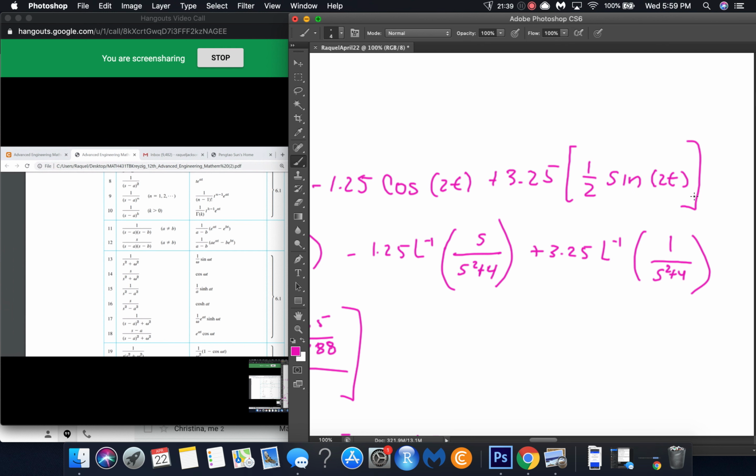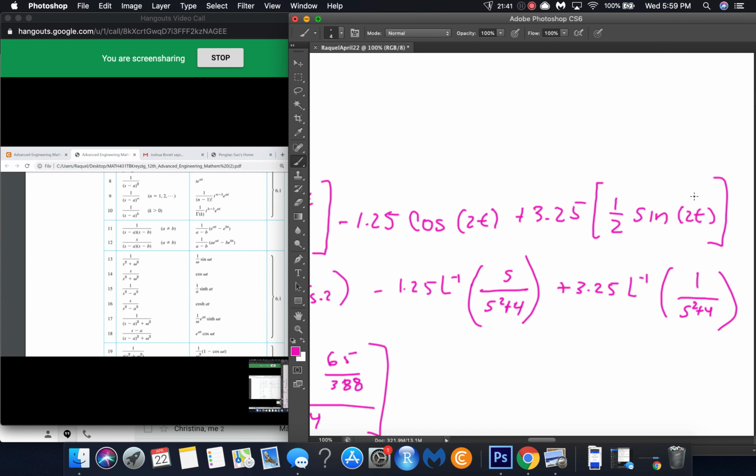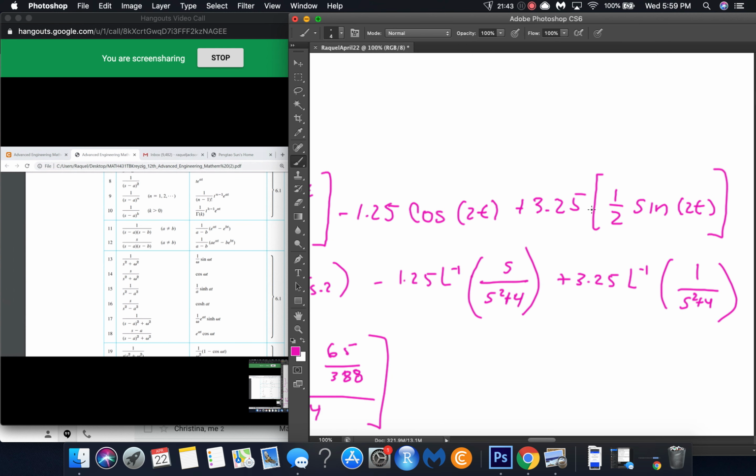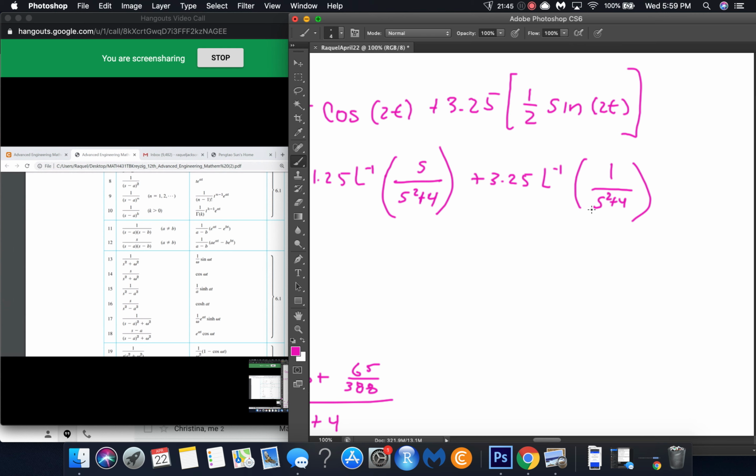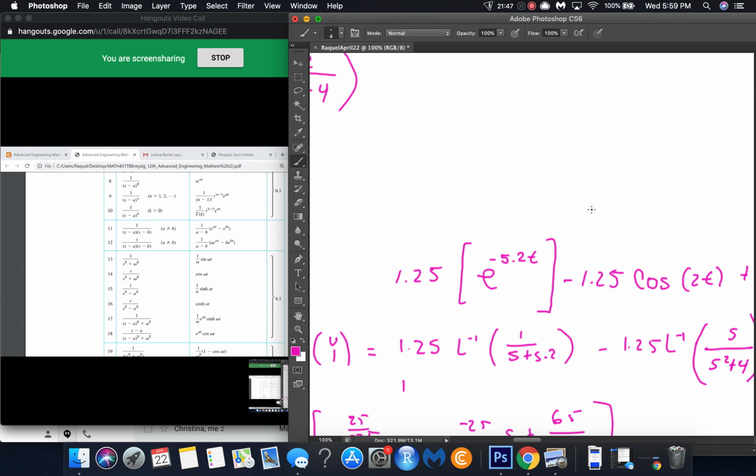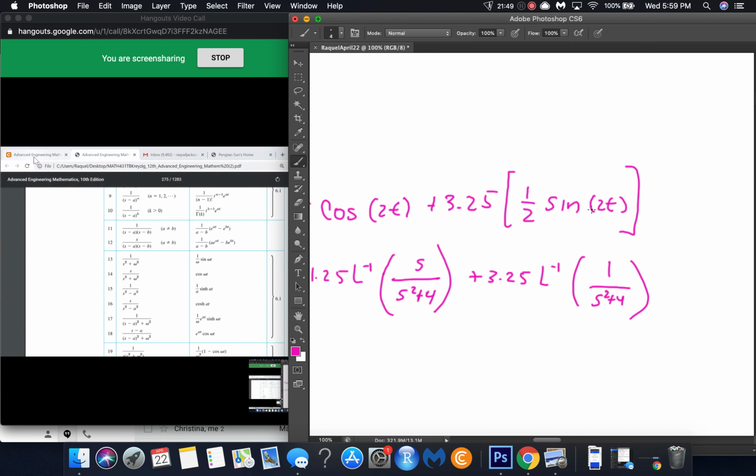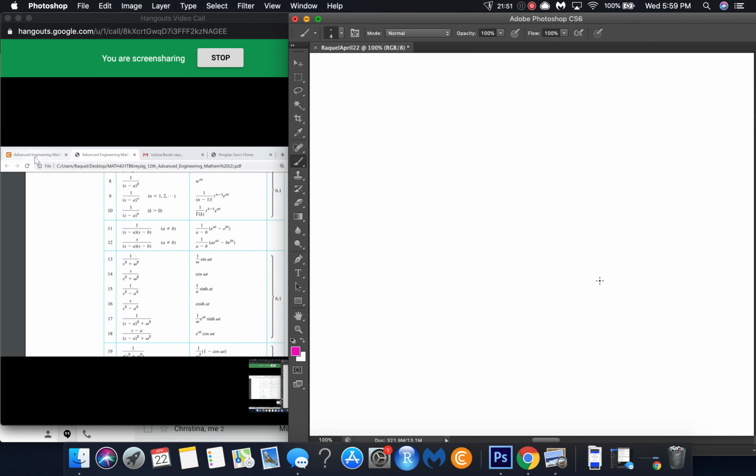Yeah, I definitely have to print out that formula sheet. Yep, that's why I was like, don't take it off. Very good. And that is all. That is your Laplace transform.